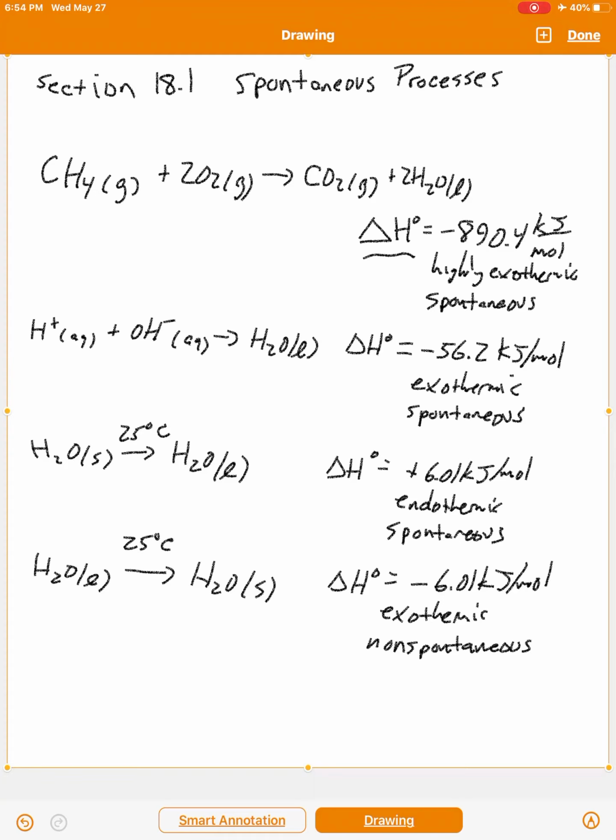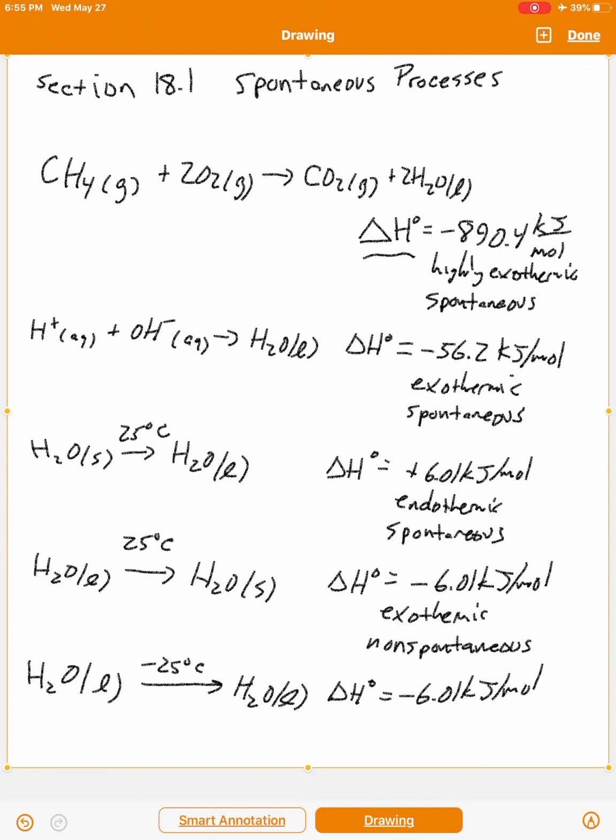However, suppose I change the temperature and I make it instead minus 25 degrees C. Now it turns out the enthalpy change for these processes doesn't change very much. So it's still an exothermic process, but now it becomes spontaneous.